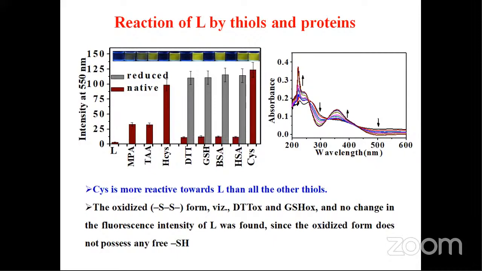...or disulfide. Also, you can see a clear change in the absorbance: the peaks around 340 to 350 nanometers increased, and the absorbance around 290 nanometers decreased. You can clearly see the isosbestic points at 240 nanometers, 320 nanometers and also 420 nanometers. So that indicates a clear-cut interaction of these amino acids with this molecule.